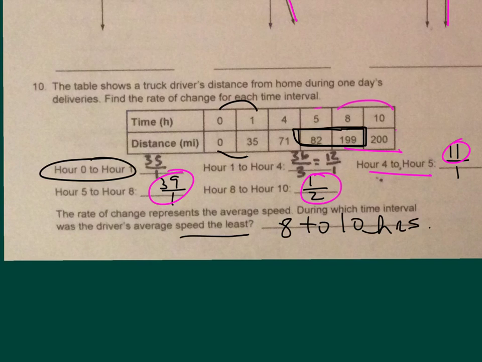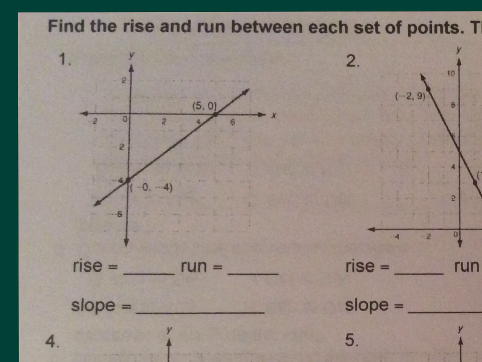The last question says, what was the driver's average speed the least? So during which time interval? And that was between 8 to 10 hours, which had a time interval or a ratio of 1 to 2. On this next section, you're simply looking at rise over run. So I'm going to start at this point.